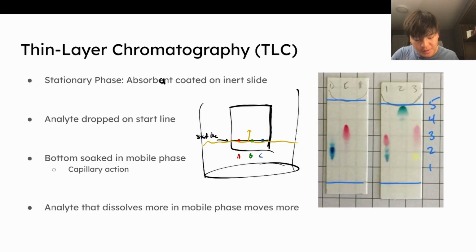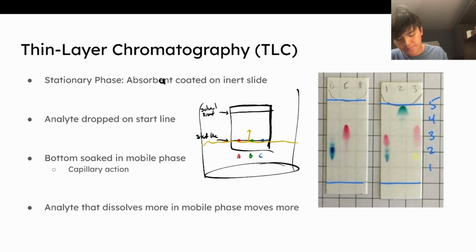Something that's very commonly used is you'll have a very soluble mobile phase, can even be water, and then you have these analytes that have different properties of polarity. And the analytes that are more polar will get dissolved in the water and be brought up with the water as it goes up. And we basically stop this. We take out the slide once the capillary action has reached the end line, or we call this the solvent front.